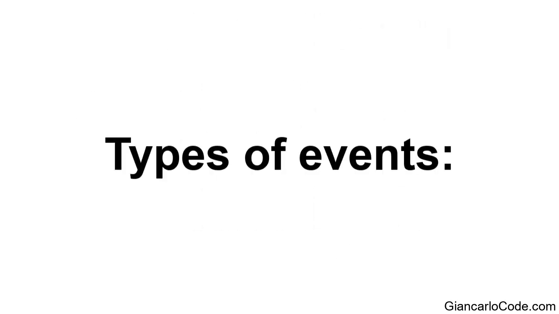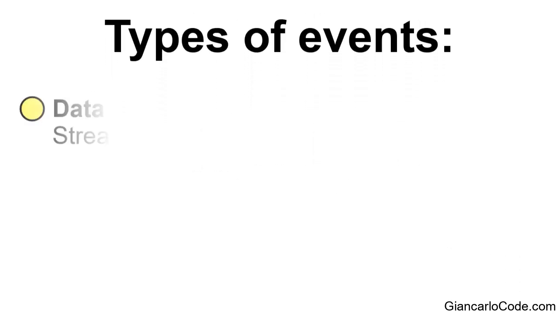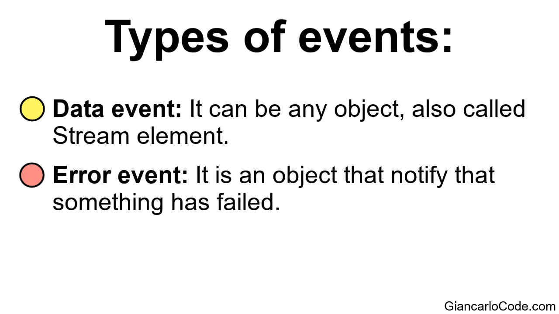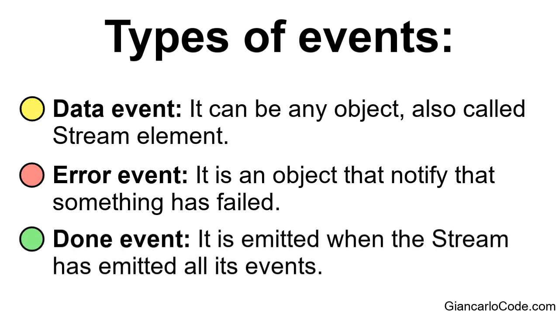Types of events. Data event. It can be any object, also called a stream element. Error event. It is an object that notifies that something has failed. Done event. It is emitted when the stream has emitted all its events.